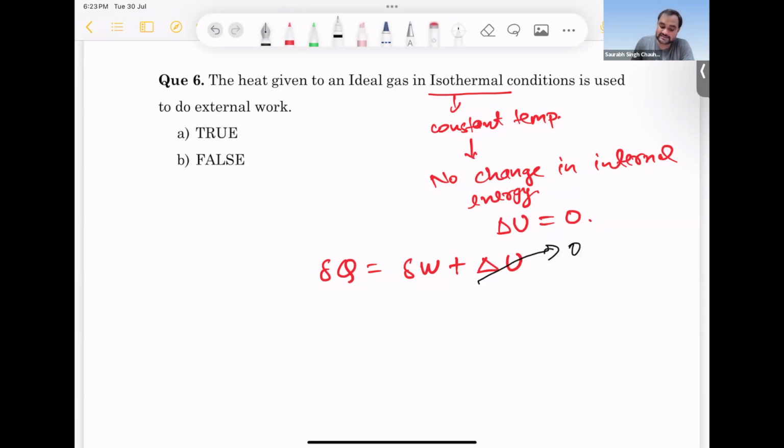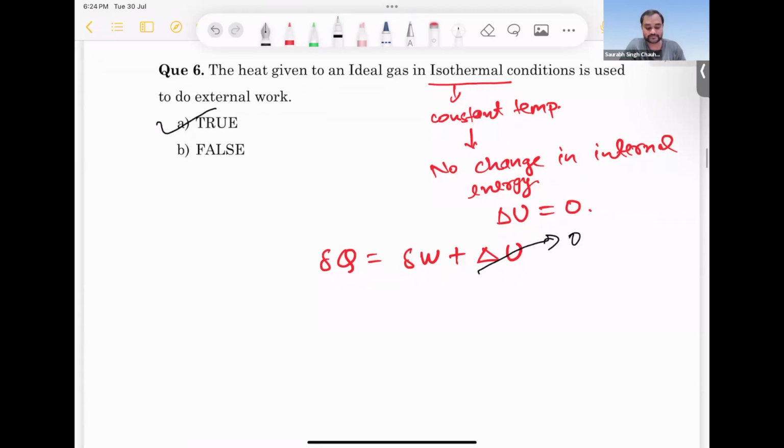So whatever heat is provided to the system will be used to produce some external work. So del Q will be equal to del W. So it is a true statement, right? It is just the use of the first law of thermodynamics, energy conservation. If this is clear, then we should move to the next question.